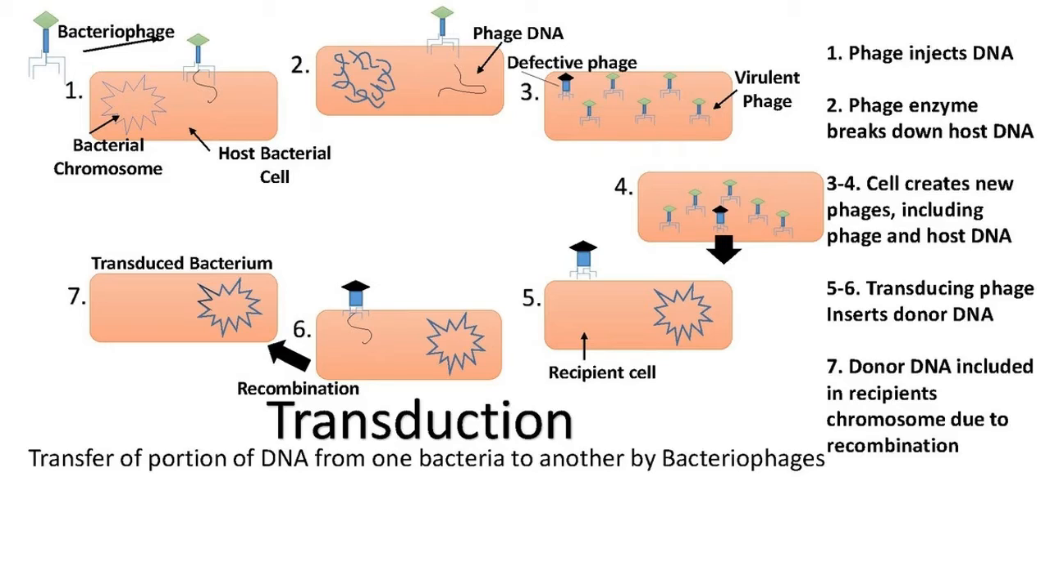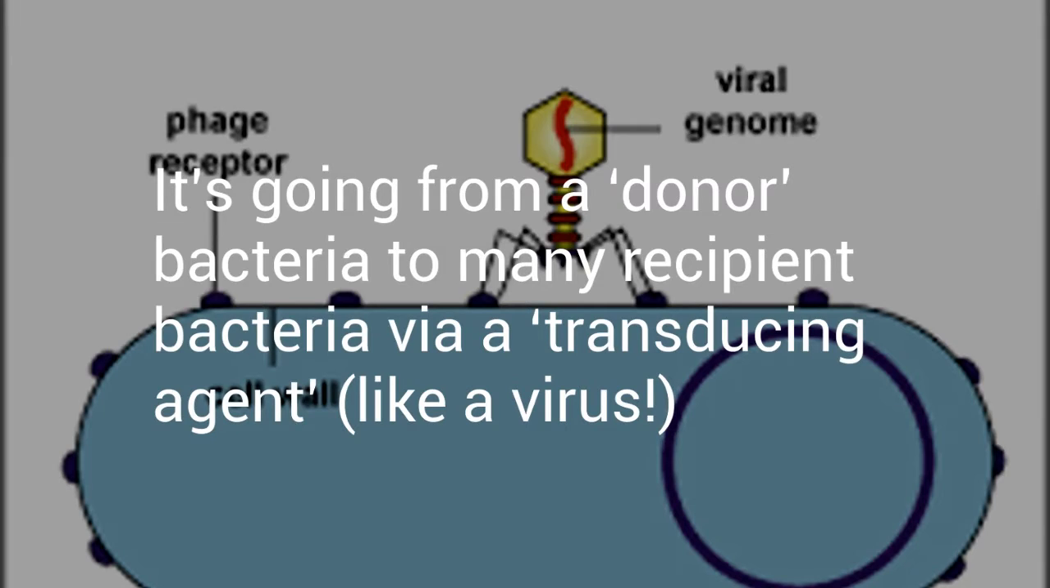This is from an old PowerPoint I have, and it gives a nice little cycle of transduction, how that transfer of DNA happens from one bacteria to another through those viral bacteriophages. Remember, you can download these presentations, you can slow them down, you can stop them so you can see all those images a little bit better. So just think, going from donor bacteria to recipient bacteria through transduction, which means there's an agent involved like a bacteriophage or like a virus, right?